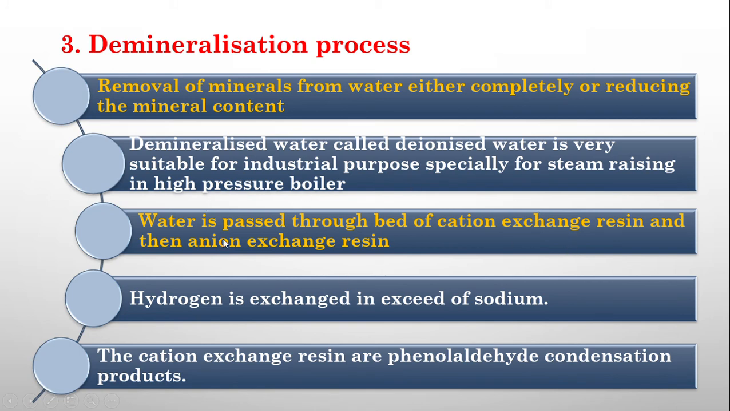You all know that there are sulfates, chlorides, magnesium, calcium, etc. These are all compounds or ions which can cause hardness in water. So we are removing all these ions by means of this cation and anion exchange process. Water is passed through a bed of cation exchange resin first, where the cations are removed, and then it is passed to the anion exchange resin, where the anions are removed. So this is the process occurring here.